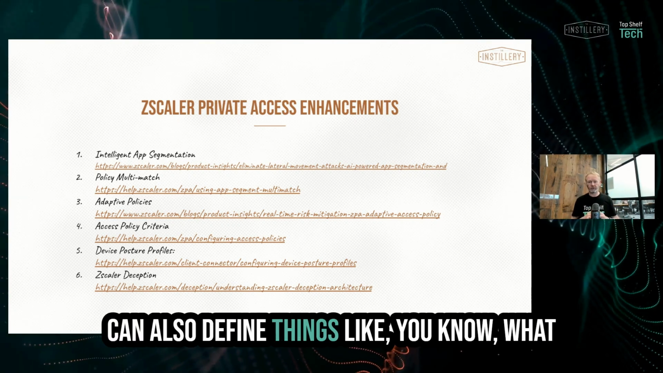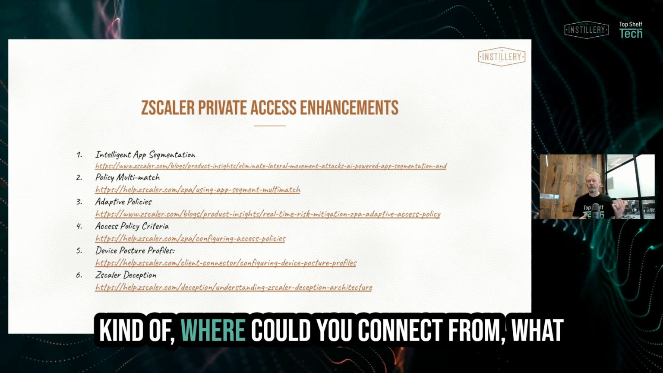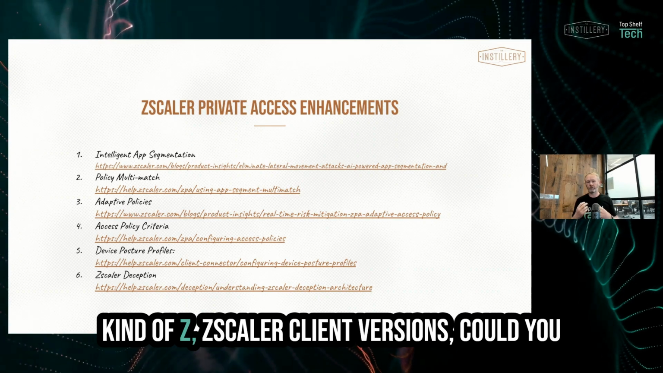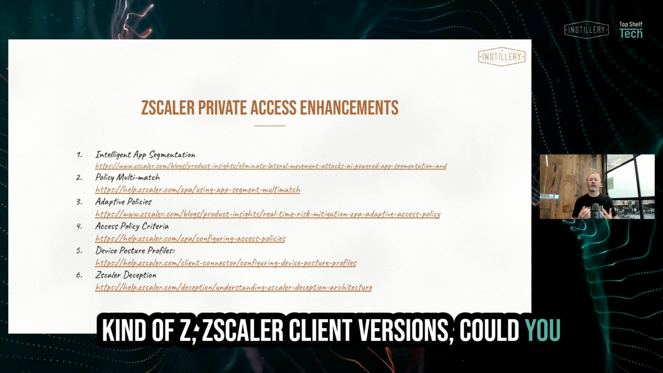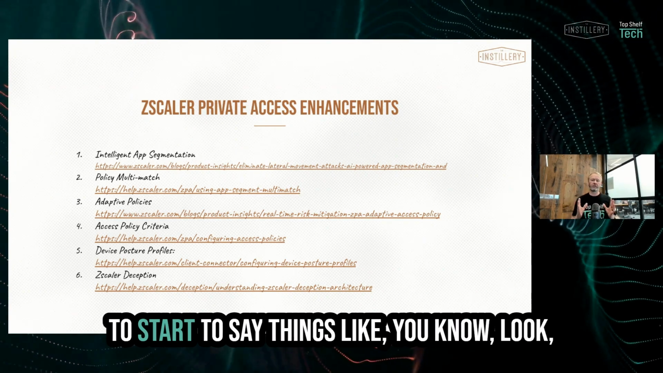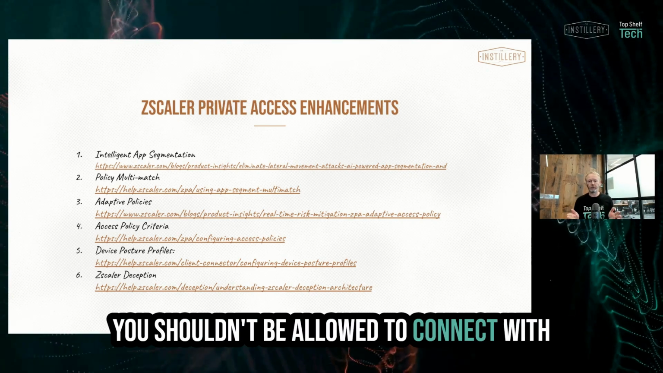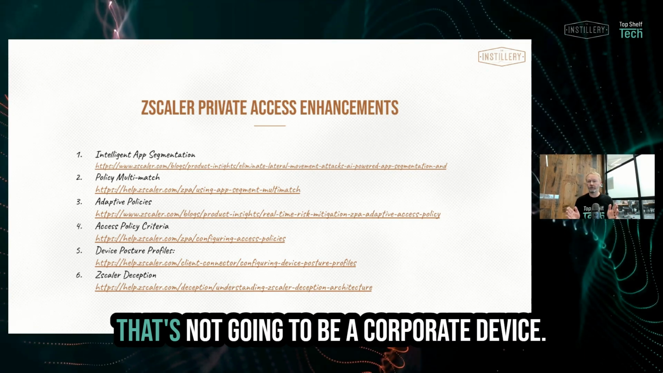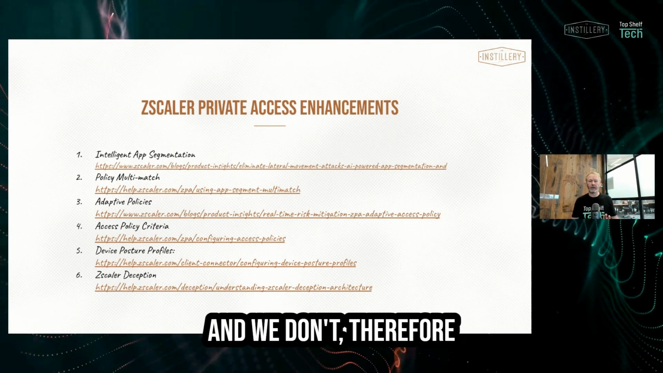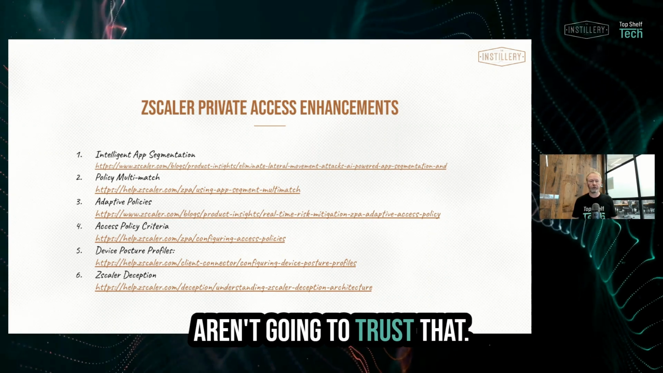You can also define things like where you could connect from, and what kind of Zscaler client versions you could have in place. This allows you to say, look, if we don't have Macs in our environment, you shouldn't be allowed to connect with a Mac, because that's not going to be a corporate device, and we therefore aren't going to trust that.